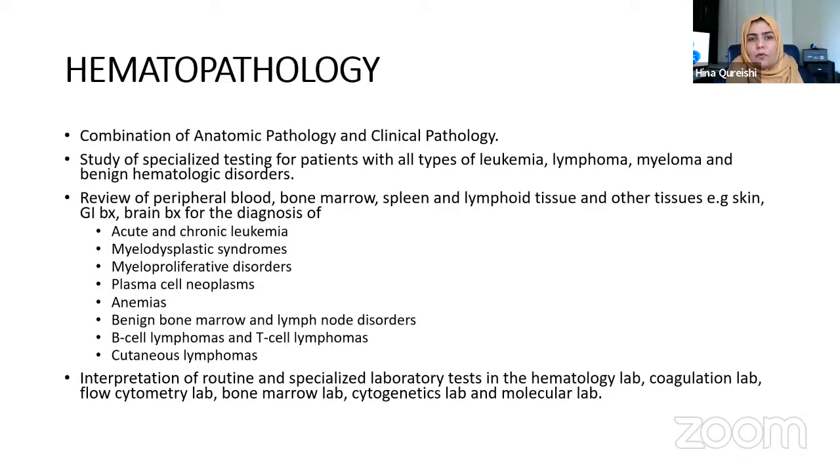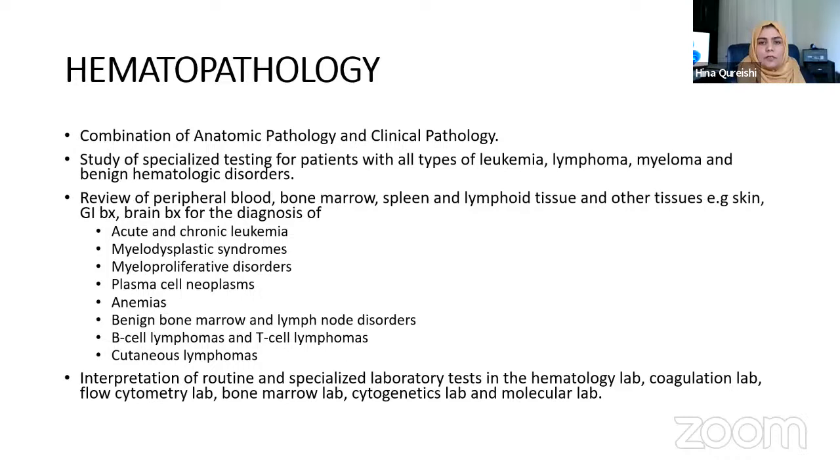So for example, you have the core hematology lab, which comes under clinical pathology. Then you have the flow cytometry lab and the bone marrow lab, which is an overlap between anatomic and clinical pathology. And then you have the cytogenetics lab and the molecular lab. So all of these labs are directed or supervised under the heme path section.